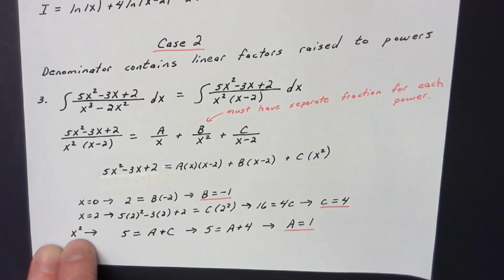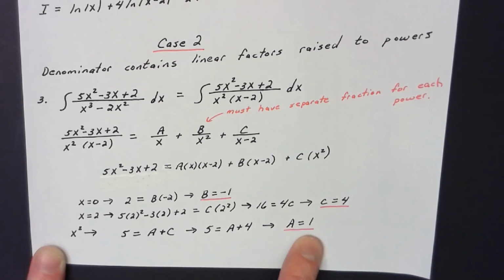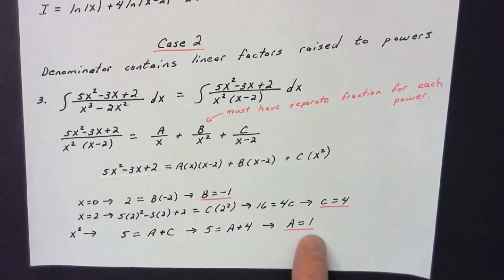I said, look at your coefficients of x squared. On the left-hand side, it's a 5. What is it on the right-hand side? It's going to be whatever a plus c is equal to. Fortunately, we already know c is equal to 4, so that allows me to say a plus 4 is equal to 5, solve for a, and get that it's equal to 1.